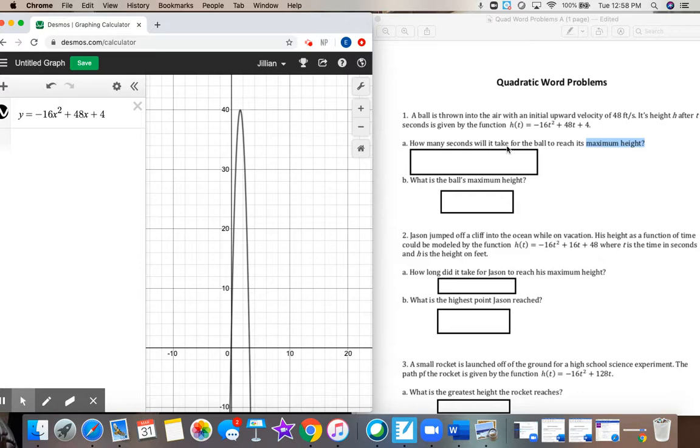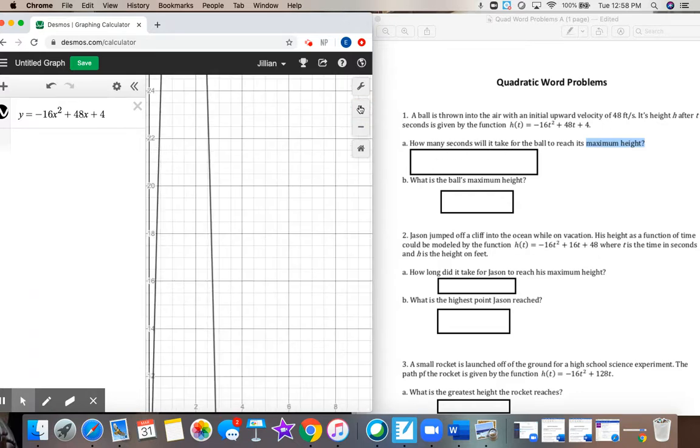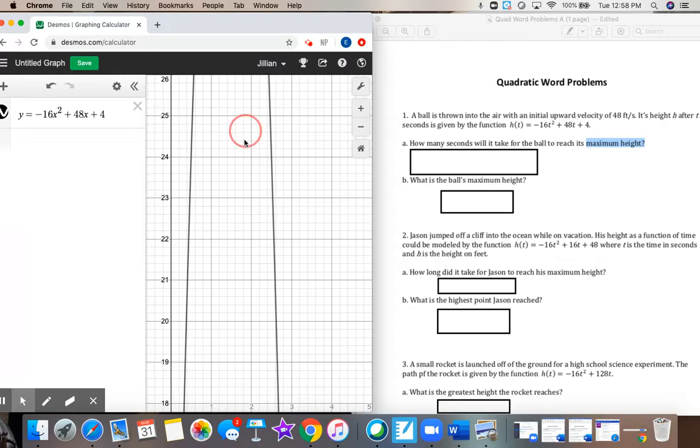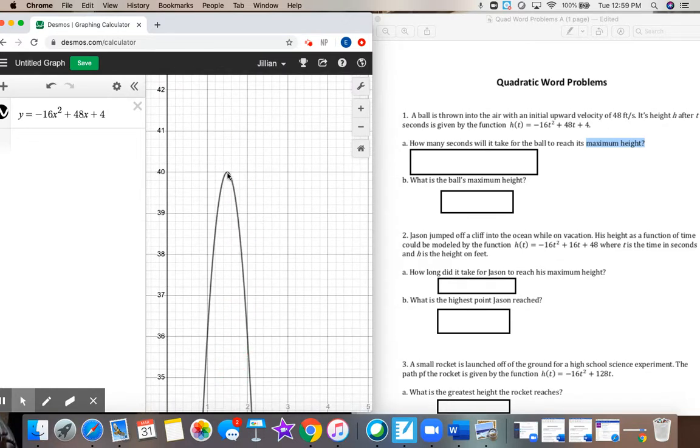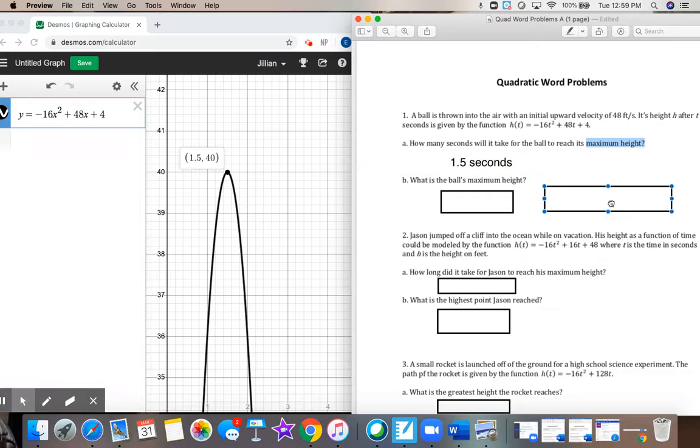It wants to know how many seconds it will take for the ball to reach the maximum height, so we need to find the vertex. We're going to click and drag, find our vertex right there. You can just click on that point and it'll give you the coordinates. When it's asking for the height itself, it's the y value. When it's asking for the seconds, it's our x value. So for seconds, we're looking for 1.5 seconds. The ball's maximum height, that is our y value, in this case is 40 feet.